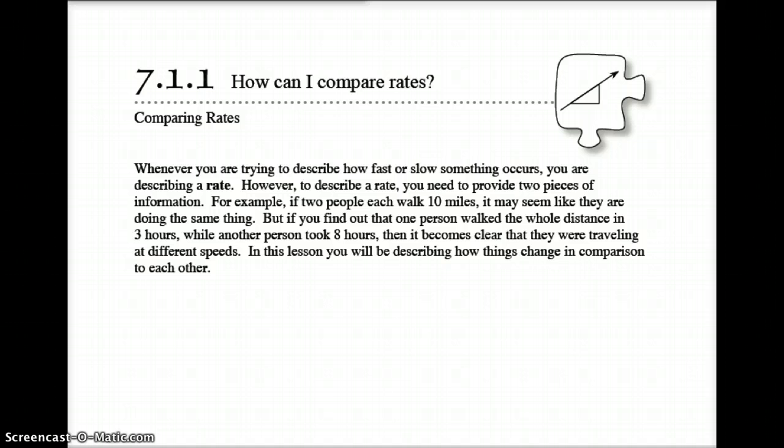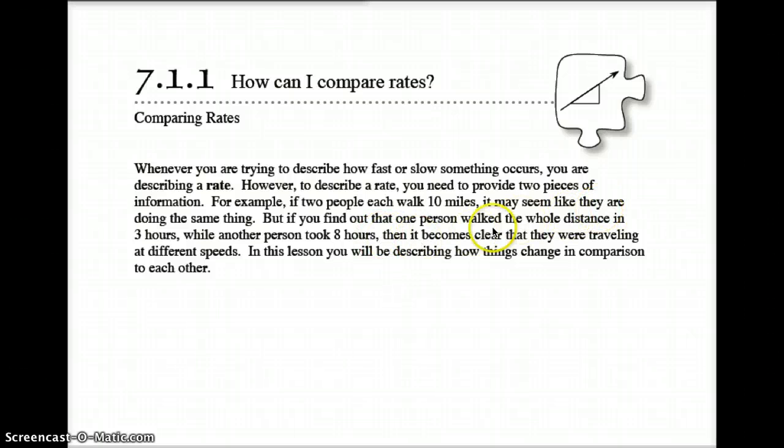7.1.1, comparing rates. If you think about it, if I told you that 2 people walk 10 miles, you probably think that they're going the same rate and you don't think much about that. But if you find out that one person walked the whole distance in 3 hours, while another person took 8 hours, all of a sudden you go, okay, well, they both walked 10 miles, but the 3-hour person was going much quicker than the 8-hour person.